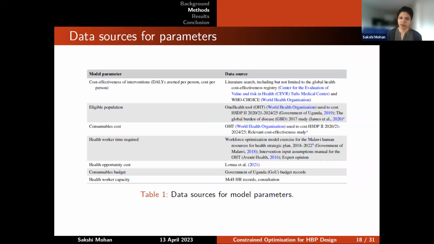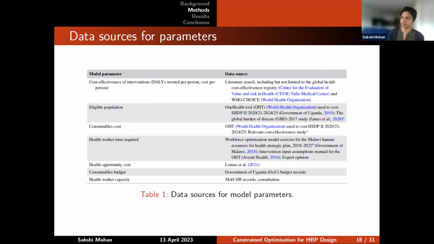available on this link. So moving on to the data sources, as you can imagine, applying this method can be quite data intensive. So we had to rely upon a range of data sources to parameterize the LPP framework. To begin with, we needed estimates of the cost effectiveness of all the interventions being considered for inclusion in the health benefits package. And this came from a literature search, which included the Global Health Cost Effectiveness Analysis Registry maintained by the Center for Evaluation of Value and Risk in Health at the Tufts Medical Center, as well as papers published by the WHO CHOICE on cost effectiveness of interventions.